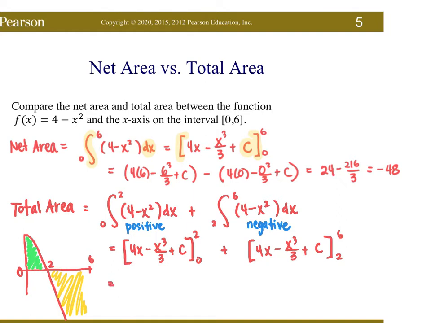Okay, the first part, when I plug in my values for 2, I'm going to get 4 times 2 minus 2 cubed over 3. And then I get the 0 plugged in, so that's nothing. Okay, and that turns out to be, if you do the math fraction on that, 16/3.